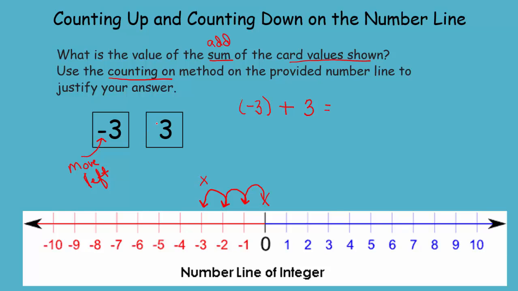From that point, I know the second 3 is a positive because no sign was shown. Positive says move to the right. So now from this point, I'm going to move to the right. 1, 2, 3 units, and where do I end up? I actually end up back at 0. That says -3 and 3 are additive inverses.